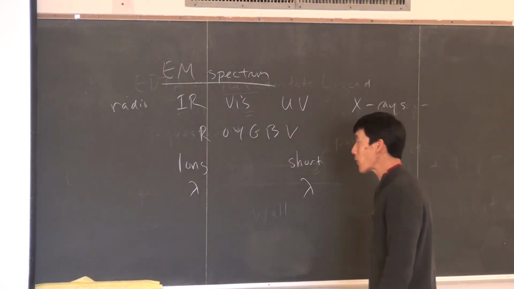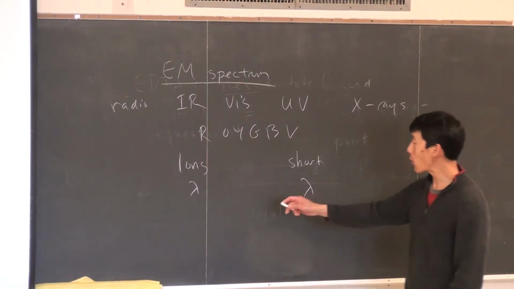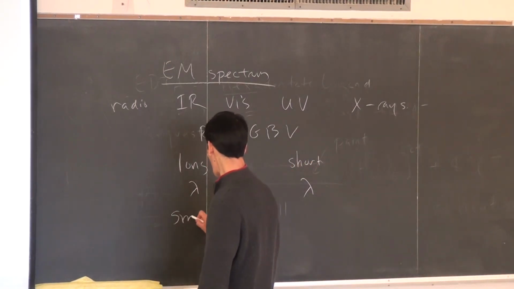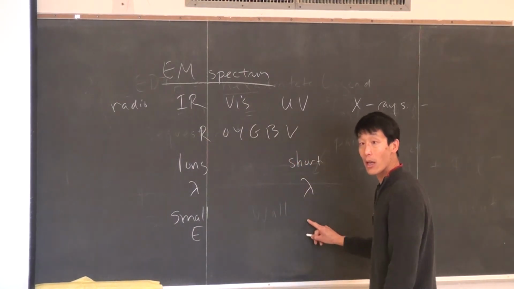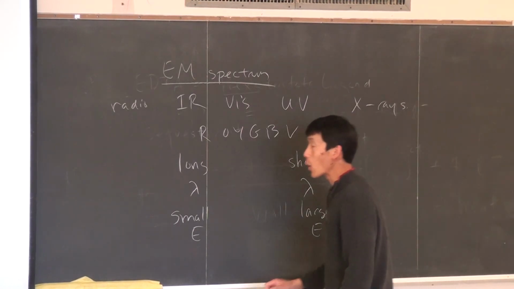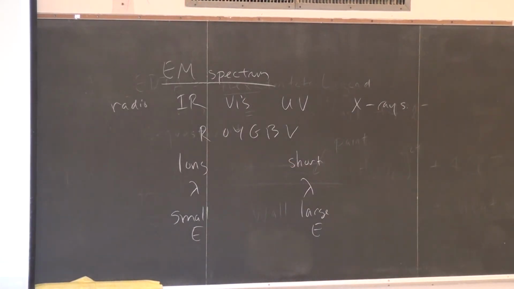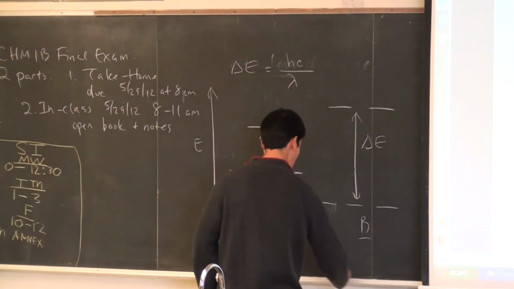And in terms of energy, if it has a long wavelength, does it have a large E or a small E? Small energy. Yeah, so long wavelength means a small energy, and a short wavelength means a large energy. So going back to our picture here, which one is the red? Who says it's A? Yeah, so red is A, and then B is blue.